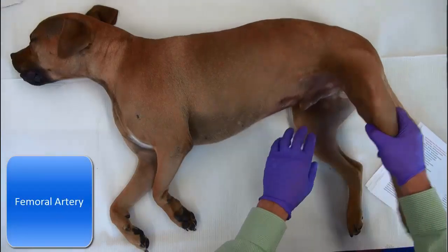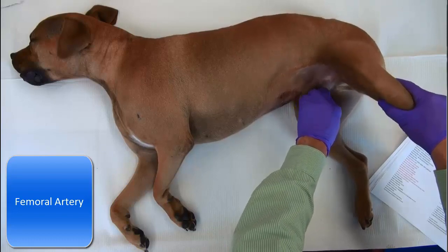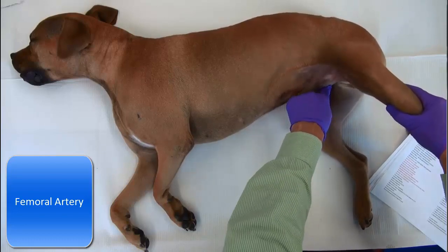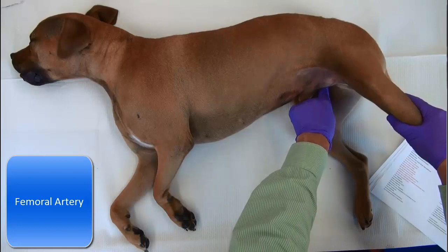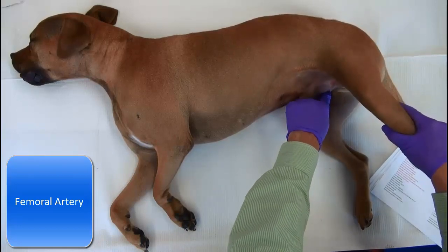The general location of the femoral artery is starting from the vascular lacuna. It originates from the external iliac artery. So you're going to be medial up in here, somewhat in the middle. Right here you can feel it. This is a place you can take a pulse.